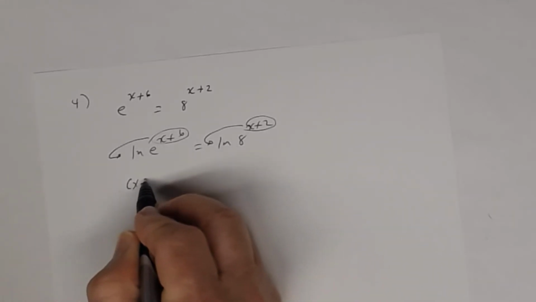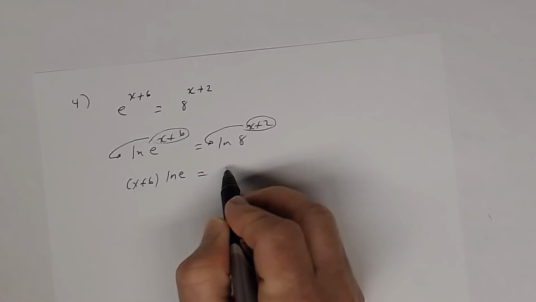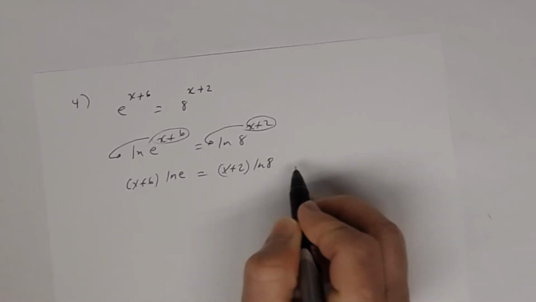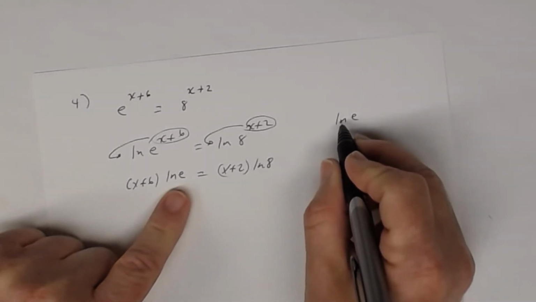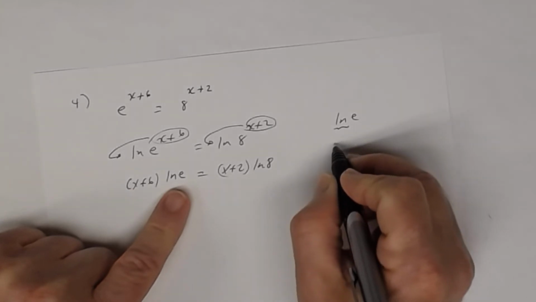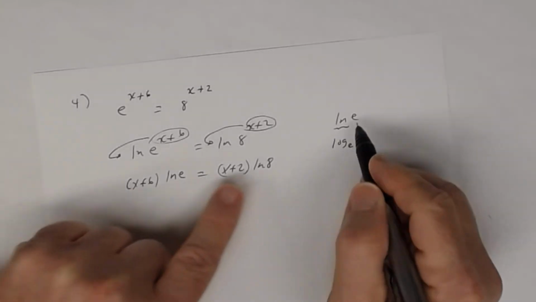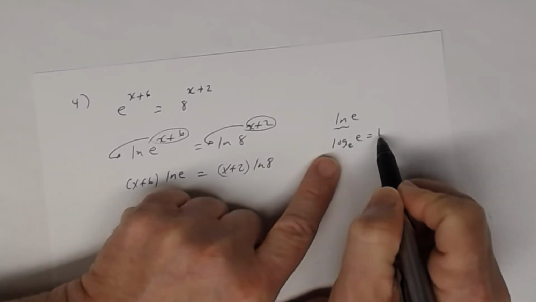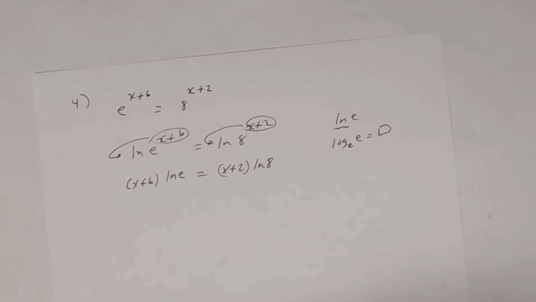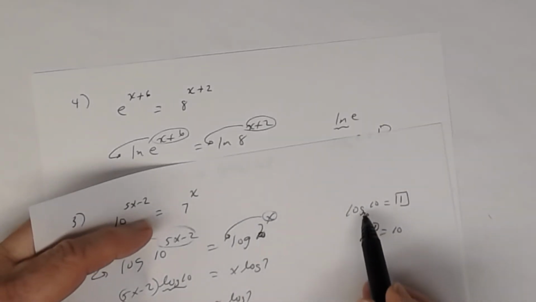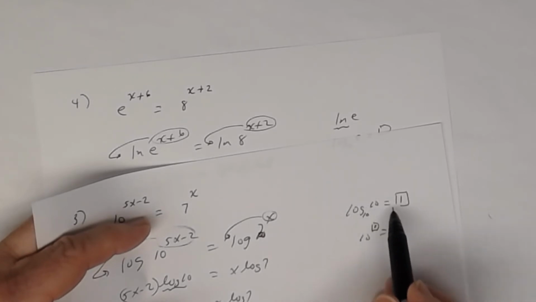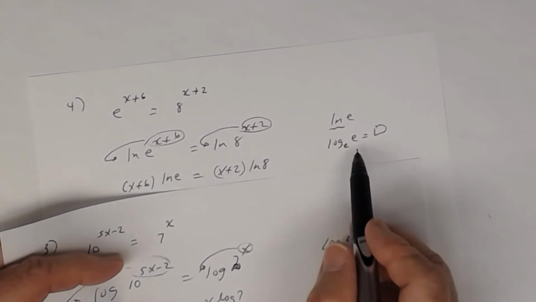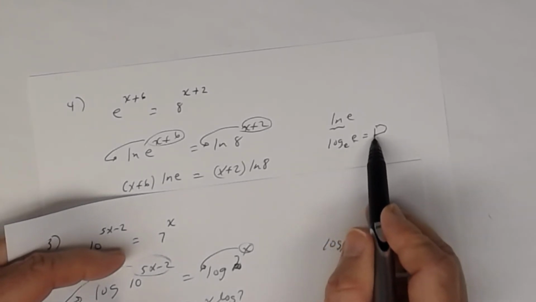And so this becomes x plus 6 times the natural log of e equals x plus 2 times the natural log of 8. Now here's something I want you to remember about the natural log of e. The natural logarithm here means the same thing as log base e. So I'm taking the log base e of e, and just like the log of 10 here, whenever the argument and the base are the same, then that expression simplifies to the number 1.